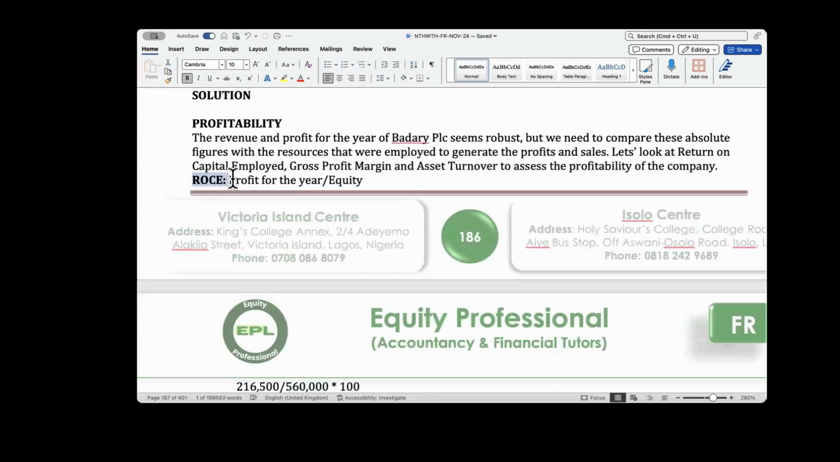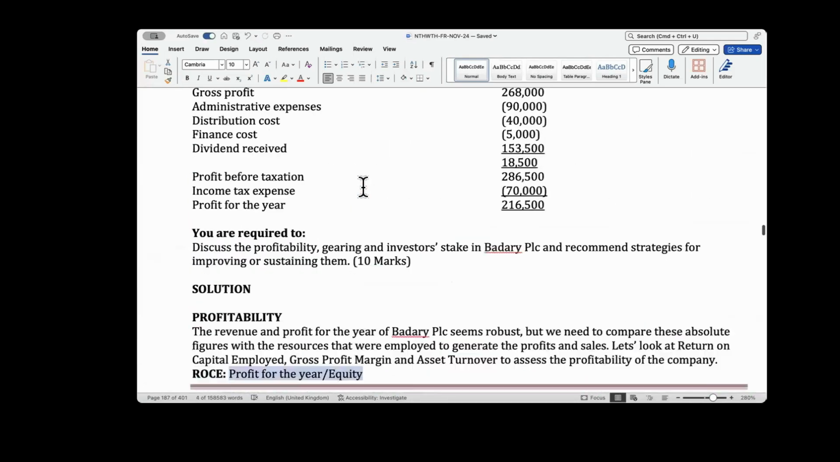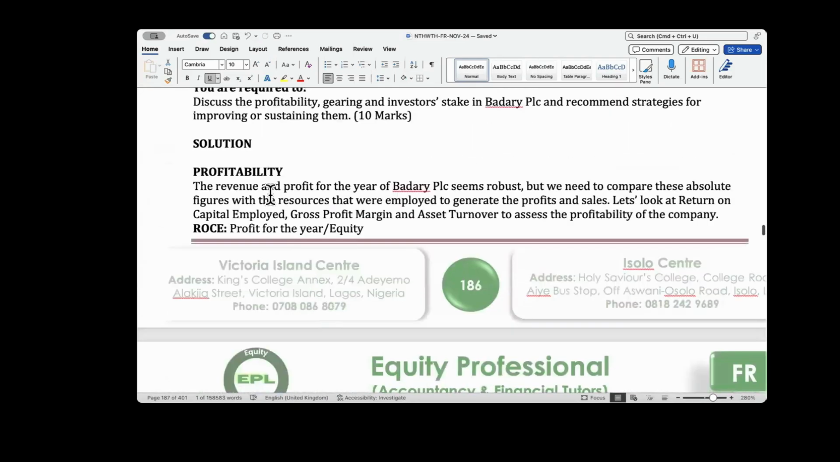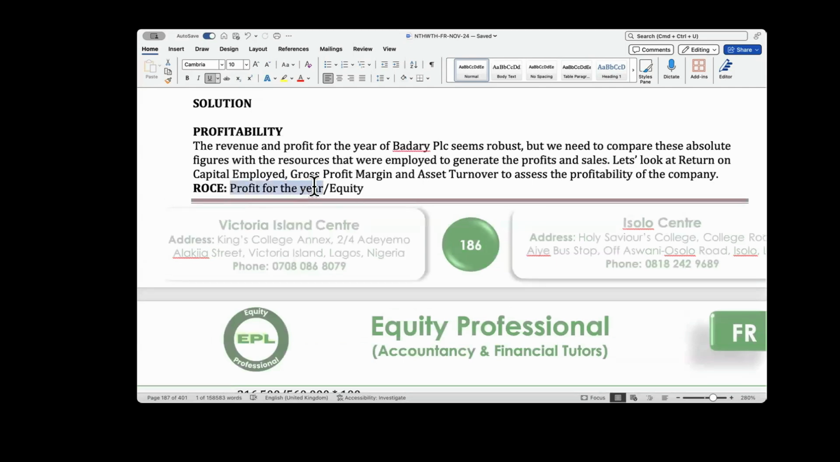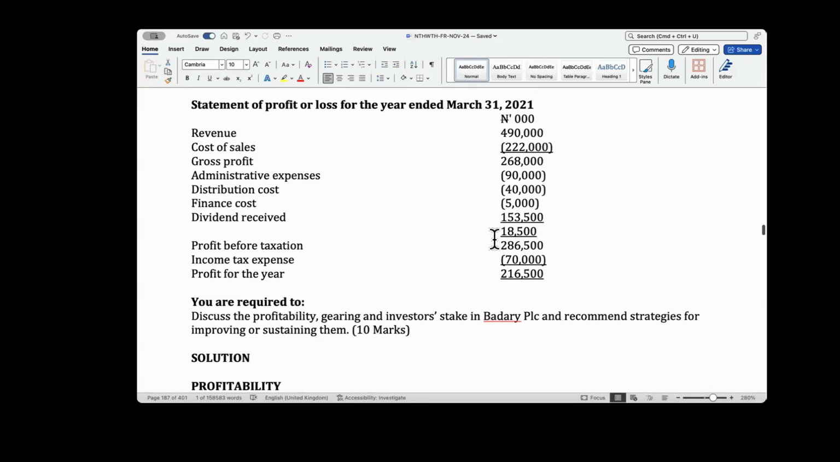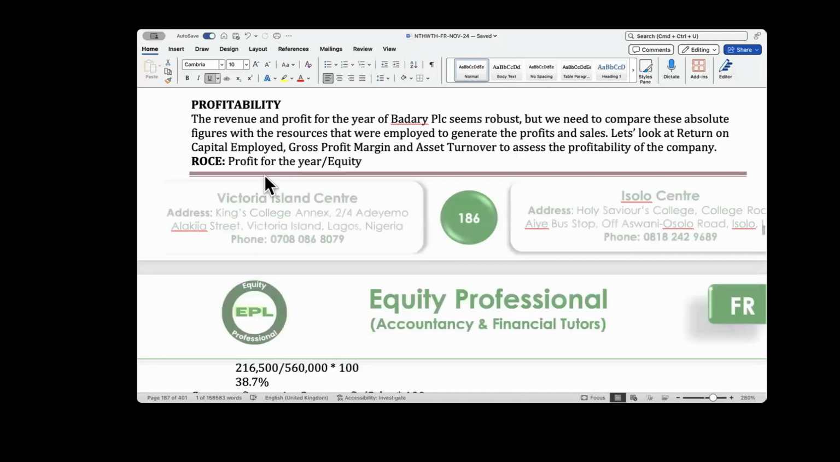Return on capital employed, I gave them the formula. I intentionally used profit for the year over equity because I can easily just pick my profit for the year. If I don't want to use profit for the year, I could have possibly used PBIT. But if I'm using PBIT, that means that my capital employed will be equity plus debt, because PBIT is the profit that belongs to everyone. But PBIT is just a long way. I will still have to do it, but let me just quickly do this.